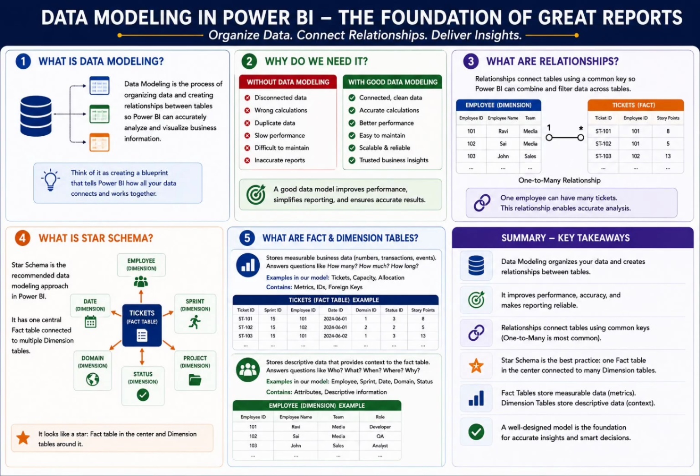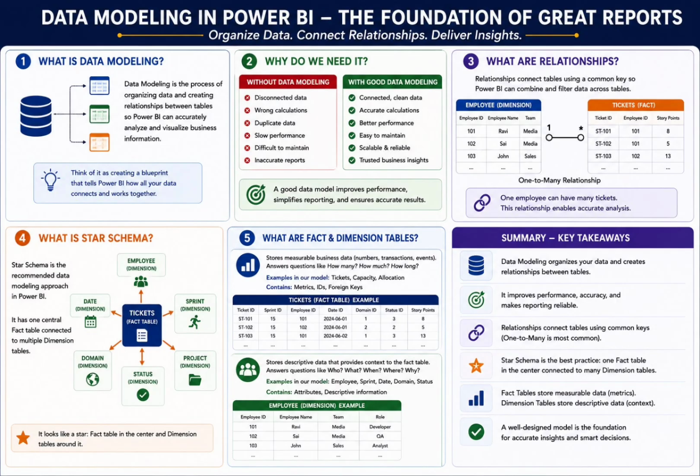So we have four relationship types here. One is one-to-one, one employee, one passport, rarely used. One-to-many, most common: one sprint, many tickets; one employee, many stories; one project, many tasks. Many-to-one is the reverse of one-to-many, mostly created automatically. Many-to-many is complex, usually avoided unless it is required. So in the project, one sprint contains many tickets, one employee works on many stories, and one domain contains many tickets. These are all one-to-many relationships.